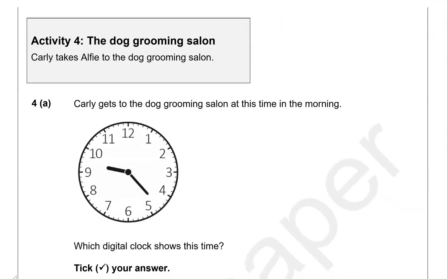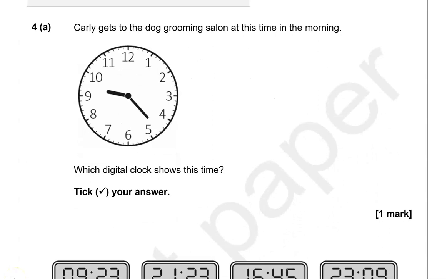Activity 4, the dog grooming salon. Carly takes Alfie to the dog grooming salon. Carly gets to the dog grooming salon at this time in the morning. Which digital clock shows this time? Tick your answer. So, looking at the short hand to tell us the hours, that is past 9 o'clock, so 9 something.